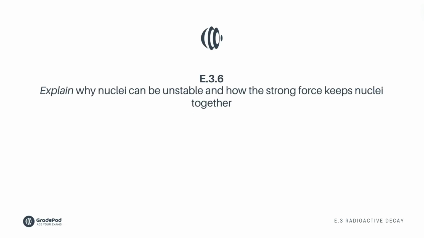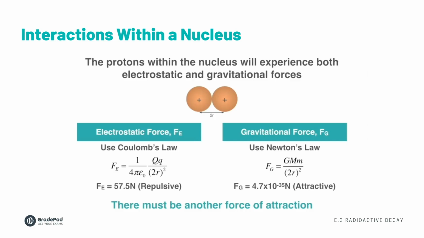From looking at binding energy, we can see that some nuclei are more stable than others. But why? Why are some nuclei just unstable? And that is down to the strong force. Let's delve into that a little bit more. Consider 2 protons inside a nucleus. Of course, we know that there's more than 2 protons inside a nucleus, and we know that there's neutrons there as well. But let's just have a look at 2 protons for the moment.